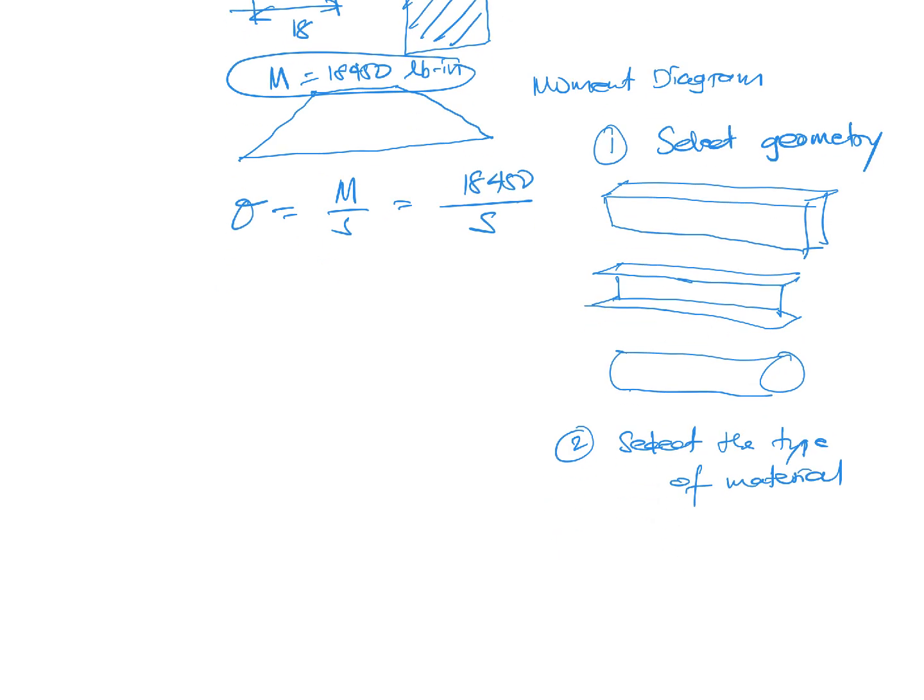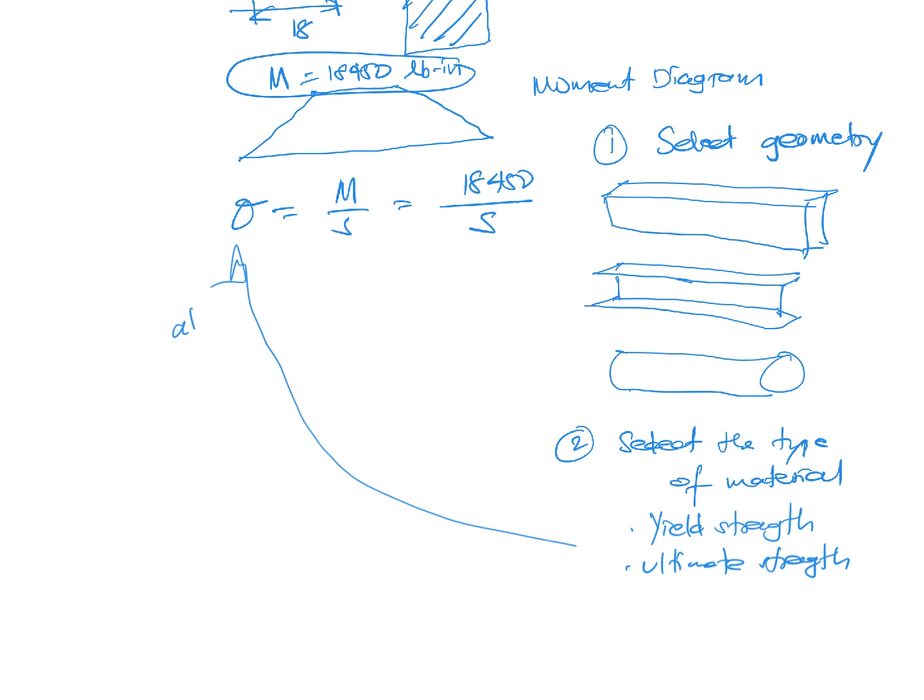Okay, so for the different types of materials you have, you will be provided with the yield strength, the properties of the material, and the ultimate strength, which you could then use for your allowable bending stress.